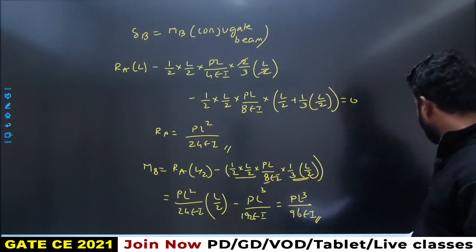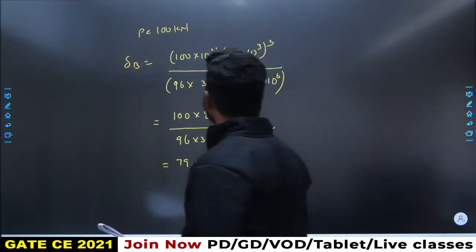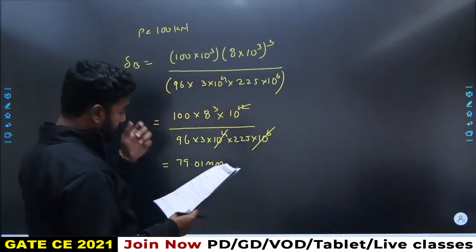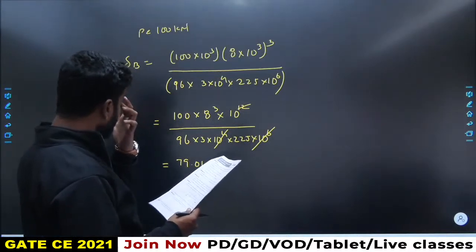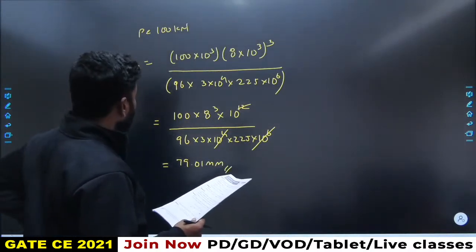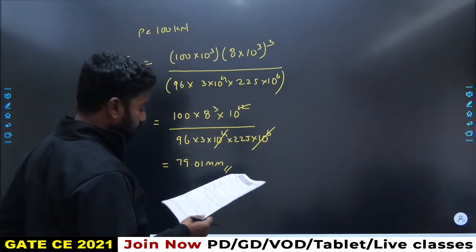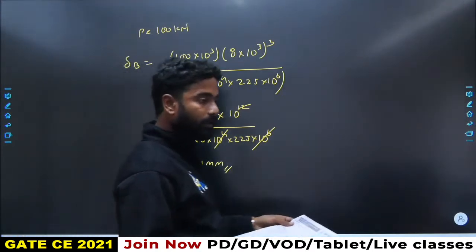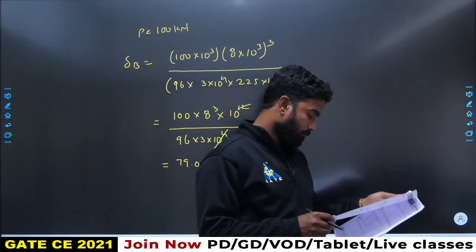PL cube upon 96 EI. Substitute everything. P is 100, L cube in mm. If I substitute 8 into 10 to the power of 3, 96 upon 3 into 225. Fine. So this is one of the problems.